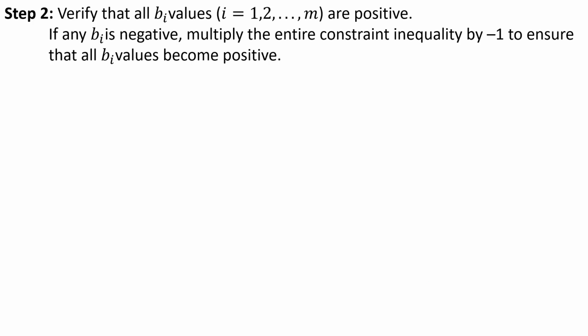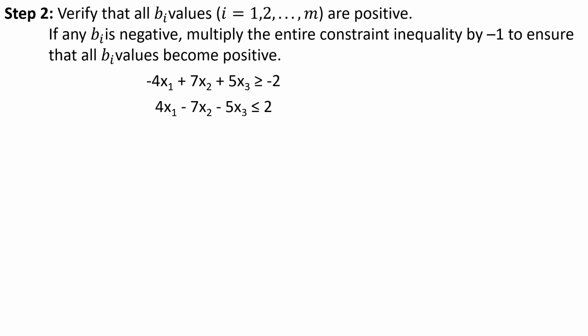Second step is to verify that all bi values are positive. Here bi is the right hand side value in the constraint equation. If any bi is negative, then multiply the entire constraint inequality by -1 to ensure that all bi values are positive.